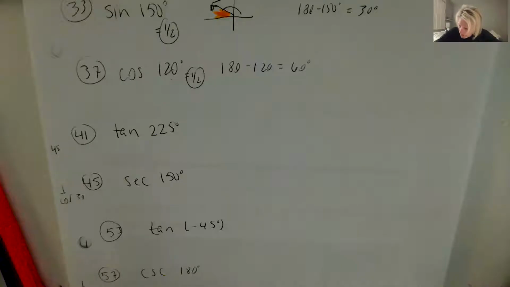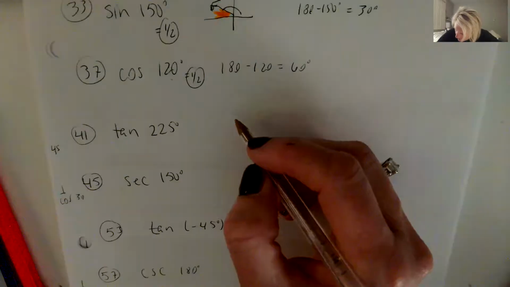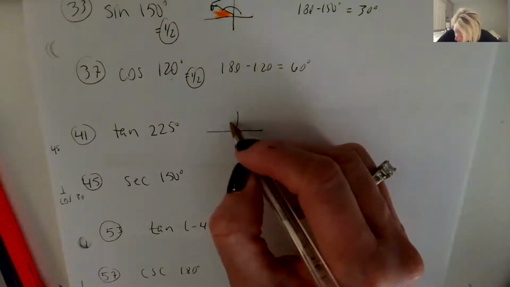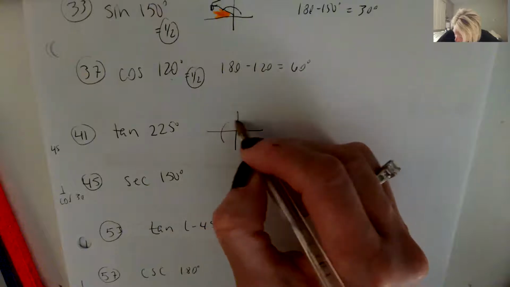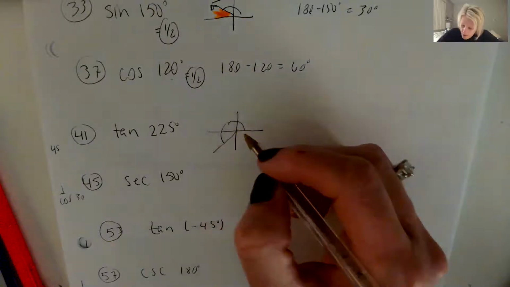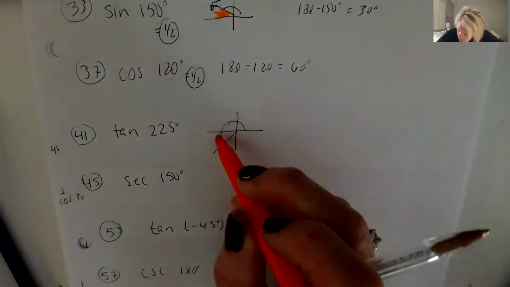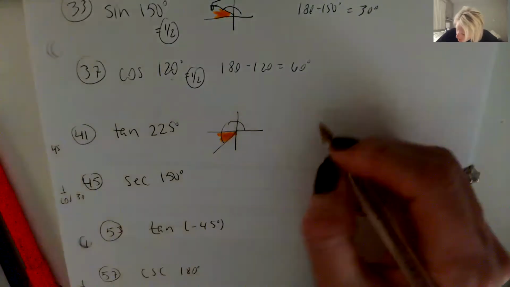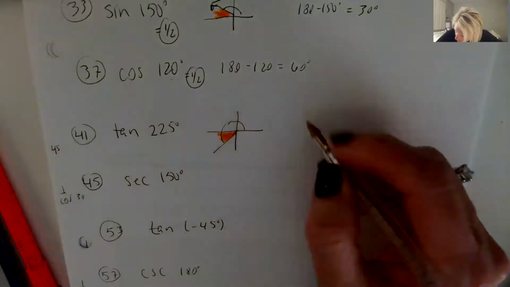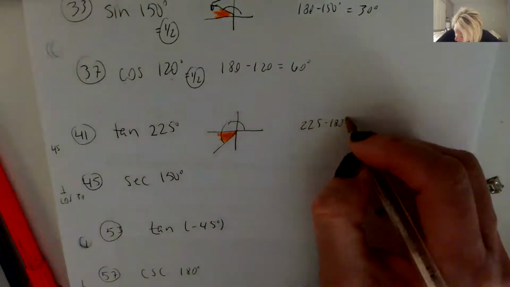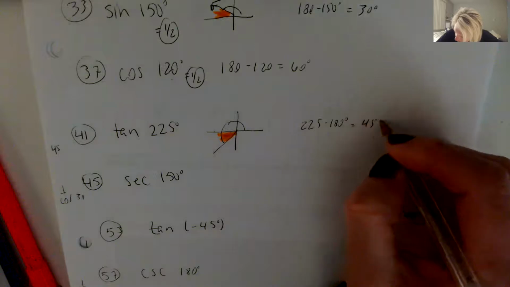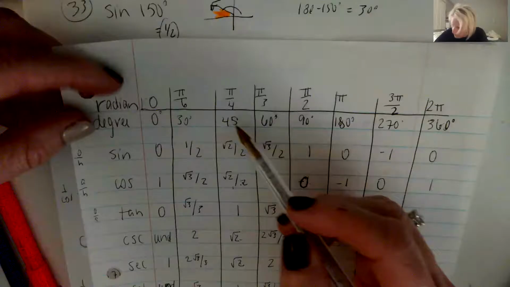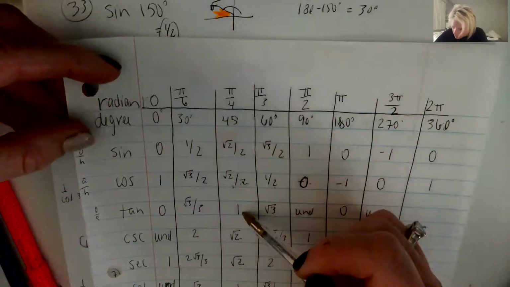Tangent at 225. So 225 is not in the first or the second quadrant. It is in the third. It's down here. So its reference angle is going to be right here, which is, this time you're trying to get to the x-axis, so you're going to say 225 minus 180, which is a 45-degree angle. And so tangent at 45 degrees, a pi over 4, is 1 there.